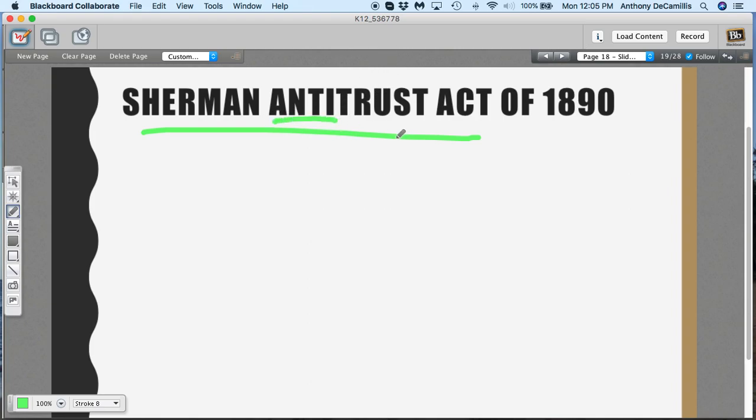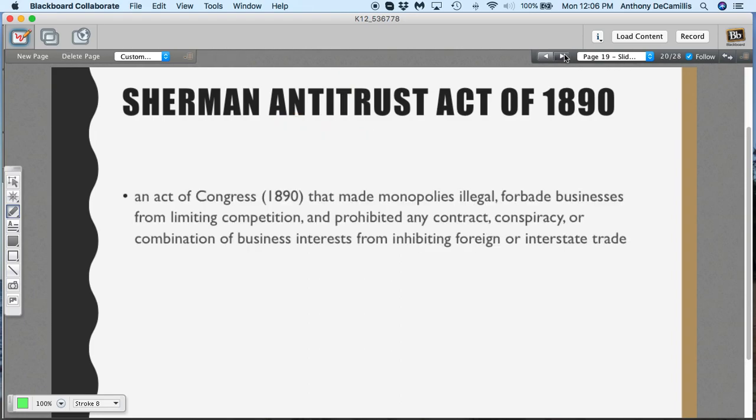It is anti-trusts. It's anti-massive, huge businesses that all come together and dominate and eliminate competition. So here's what it looks like. It's an act of Congress. It's a law, right? Made monopolies illegal for the first time. It forbade businesses from limiting competition, prohibited any contract, conspiracy, or combination of business interests from inhibiting foreign or interstate trade.